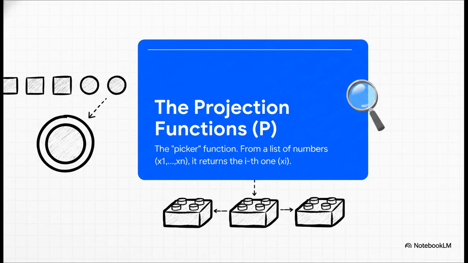And finally, our third brick, the projection functions. Think of this as our picker tool. If you have a list of numbers, this function lets you point to and pick out the exact one you want. The first one, the third one, whichever. It lets us focus on a specific piece of information. And believe it or not, that's all we need. Those are our 3 Lego bricks.